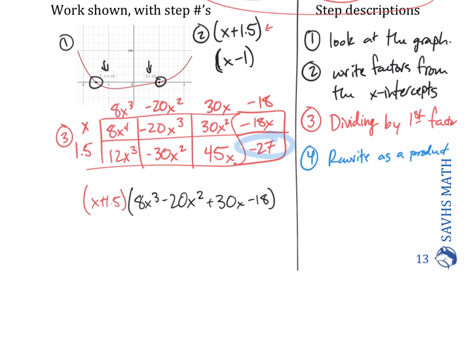Now I'm going to divide the resulting polynomial by x minus 1, the other factor.